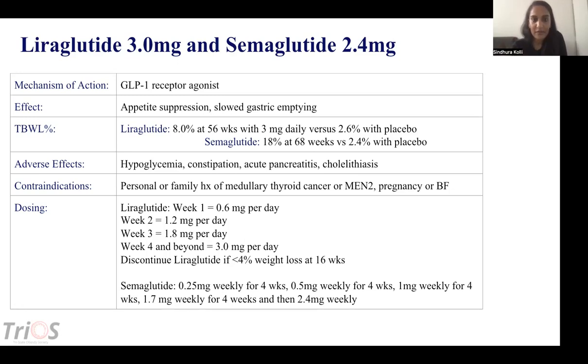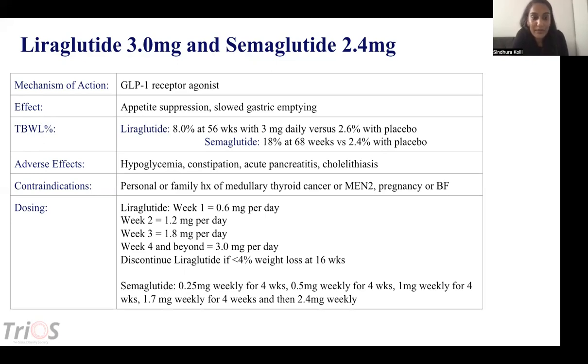So when that food sits in there for a while, patients often complain of nausea. They have constipation because it is slowing down your gastric emptying. And then similar receptors that are on the stomach that they target are also on the pancreas and thyroid. So we do have a few cases of acute pancreatitis. And then anyone with excess weight loss will be at risk for gallstones. And then because this is a medication originally also used for diabetes, we see hypoglycemia.